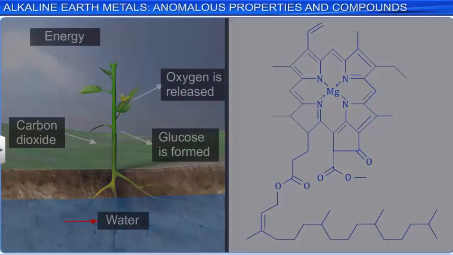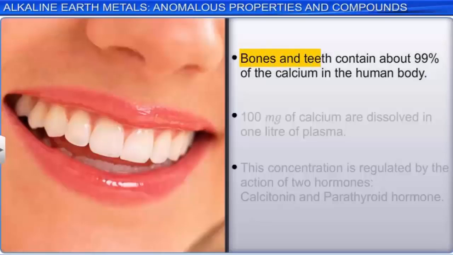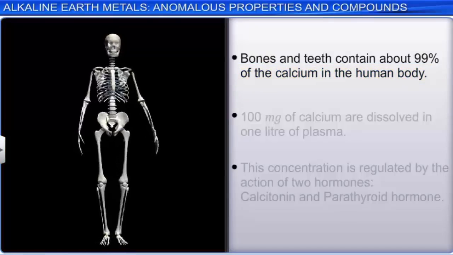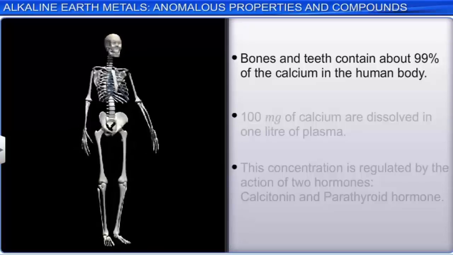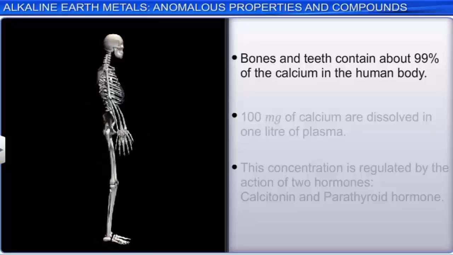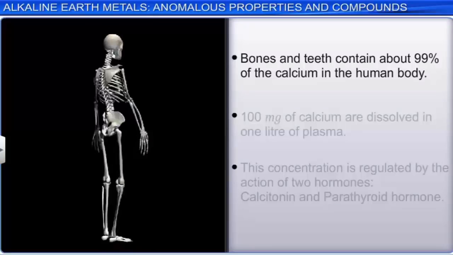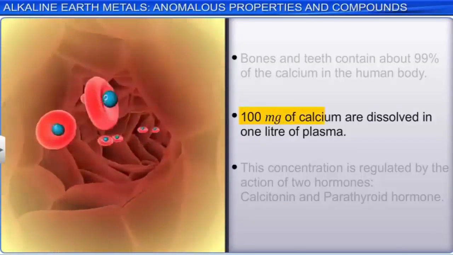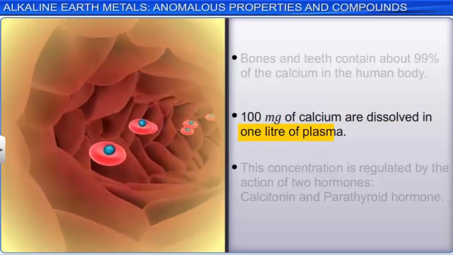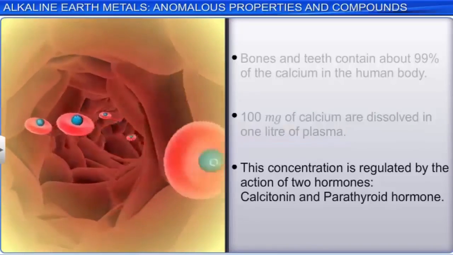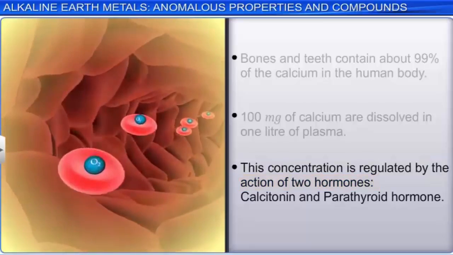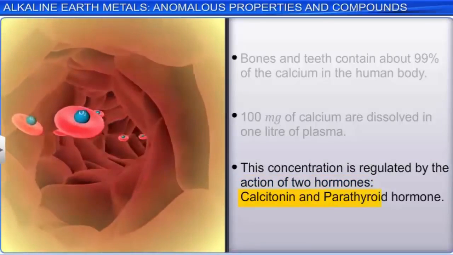Bones and teeth contain about 99% of the calcium in the human body. Bone, which is alive, with a complex structure, is continuously being solubilized and redeposited in the body. Approximately 100 milligrams of calcium are dissolved in 1 liter of plasma. This concentration is regulated by the action of 2 hormones, calcitonin and parathyroid hormone.